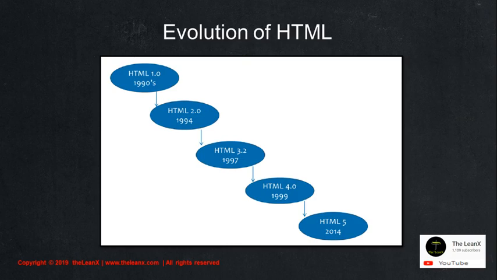Then HTML 2.0 came in 1994, the upgraded version of 1.0. HTML 3.2 in 1997, then HTML 4.0 in 1999, and then there was a huge gap between HTML 4 and HTML 5. It took almost 15 years, and now we have HTML 5, which originated in 2014. This is how the evolution of HTML took place. It started in the 1990s, and it still continues. HTML5 is the latest version of HTML.